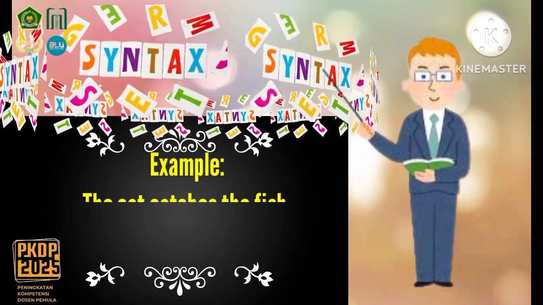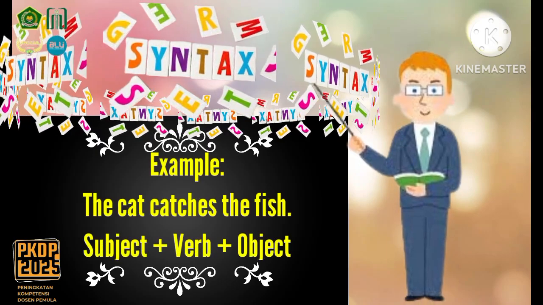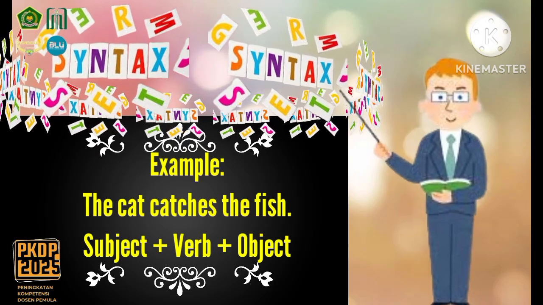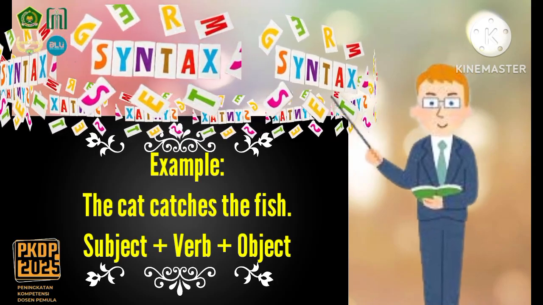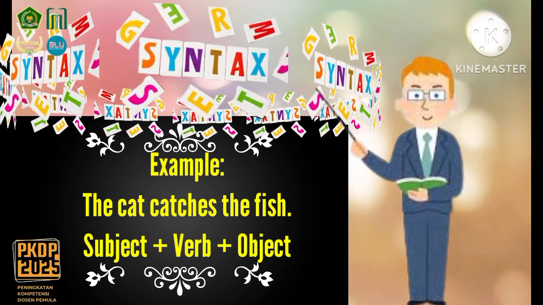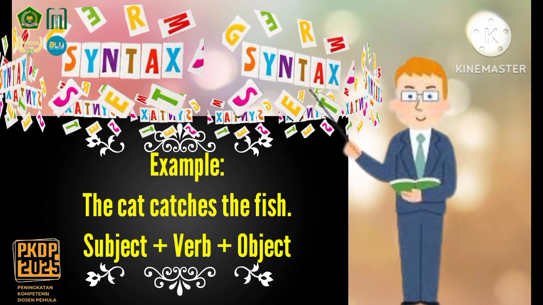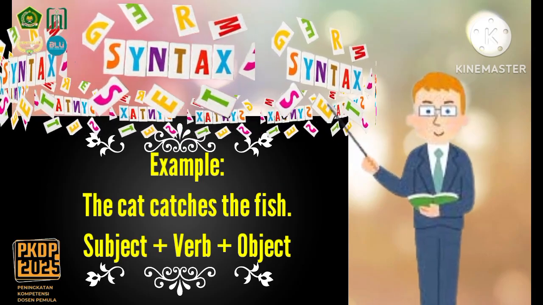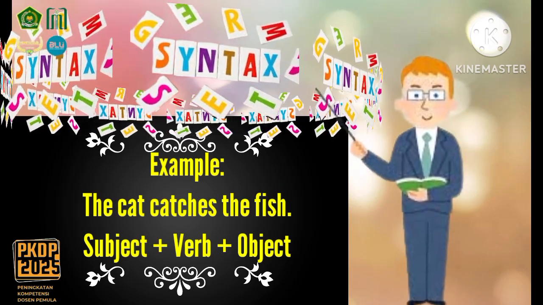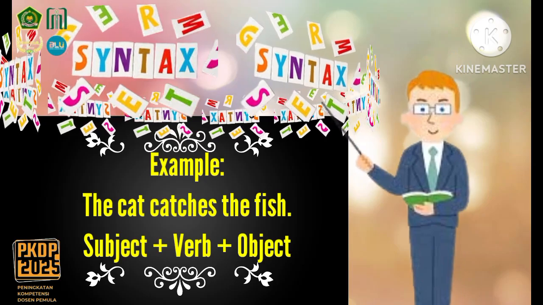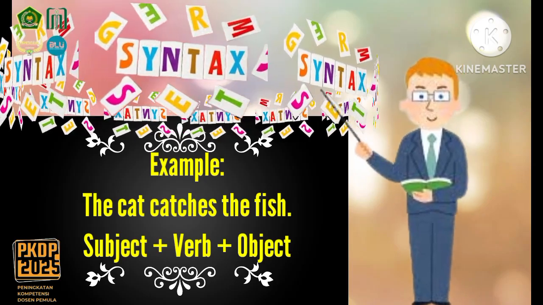As the example given, the cat catches the fish. The cat is the noun phrase which consists of two word classes. The first is an article, the, and the next one, cat, is a noun and has the function in the syntactical rule as the subject. And the next one is catches.